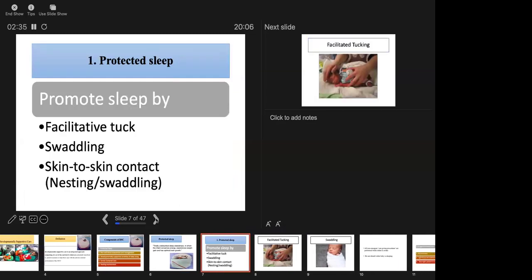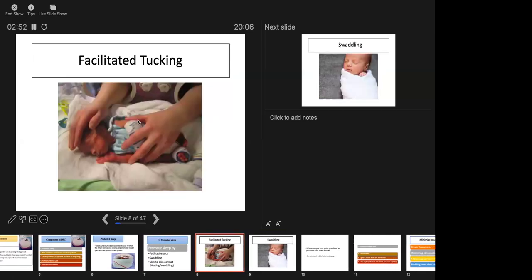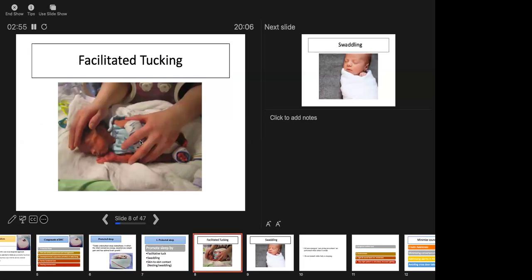So how to promote sleep? One can promote sleep in the NICU by facilitating tucking, swaddling, and skin-to-skin contact, what we call kangaroo mother care, or nesting and swaddling. We will see each one of them in the forthcoming slides. Facilitated tucking is keeping the baby in a lateral position. You can see here the baby is in lateral position, slightly flexed, and one hand of the caregiver is at the head end, and another hand is at the level of the limbs. This is one measure which is comfortable and soothing to the baby and promotes sleep. So this is called facilitated tucking.